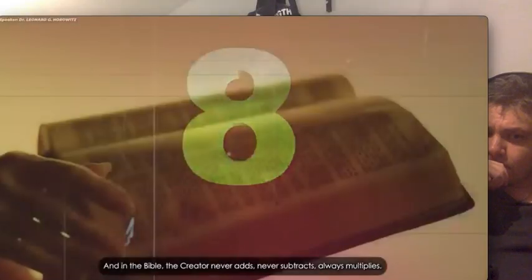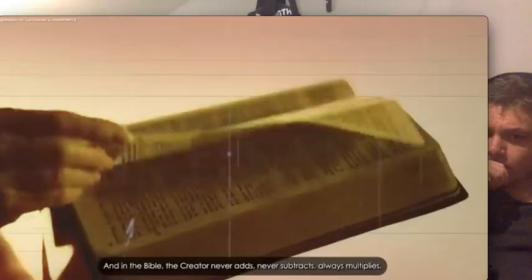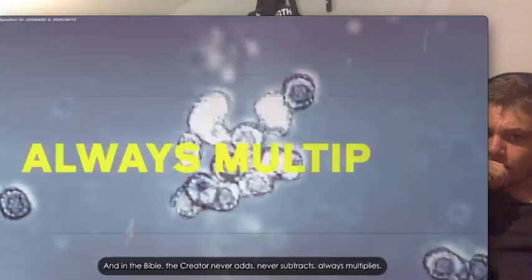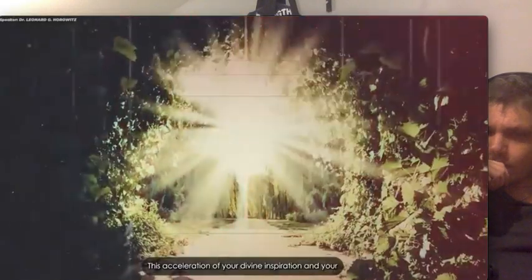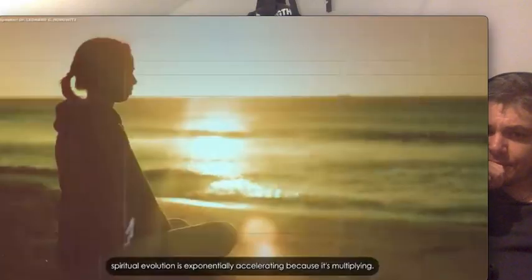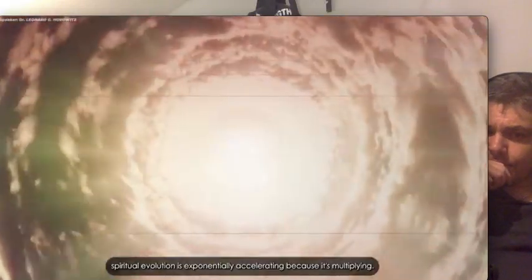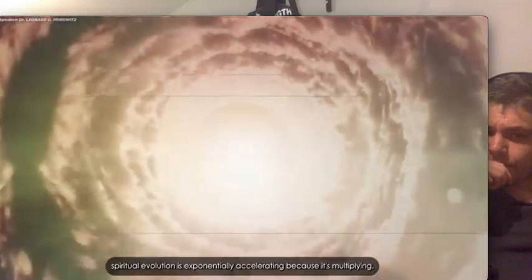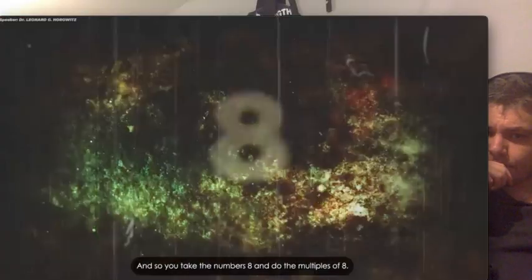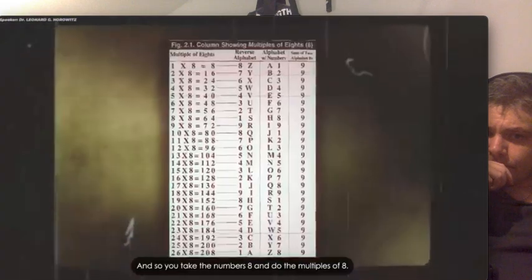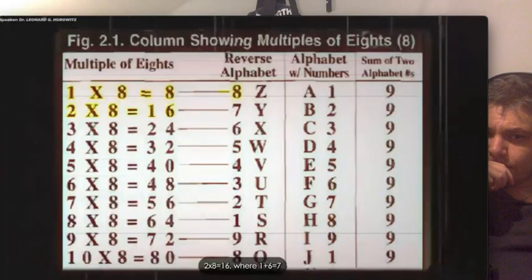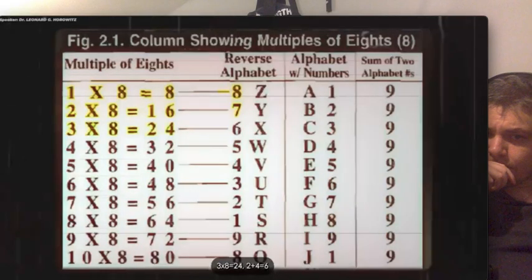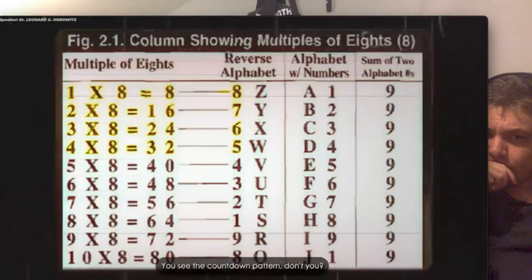So then what you do is you take the number 8. And in the Bible, the Creator never adds, never subtracts, always multiplies. This acceleration of your divine inspiration and your spiritual evolution is exponentially accelerating because it's multiplying. And so you take the number 8 and do the multiples of 8. 1 times 8 equals 8. 2 times 8 equals 16, where 1 plus 6 is 7. 3 times 8 equals 24, where 2 plus 4 is 6. 4 times 8 equals 32, where 3 plus 2 is 5. You see the countdown pattern, don't you?